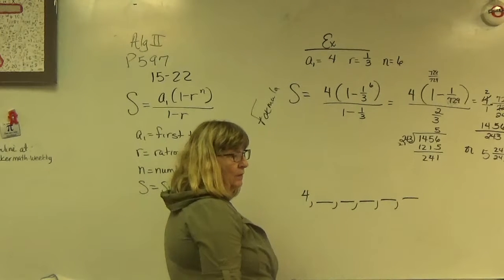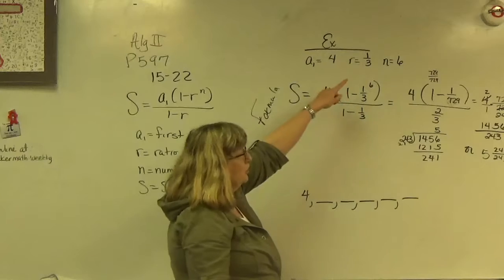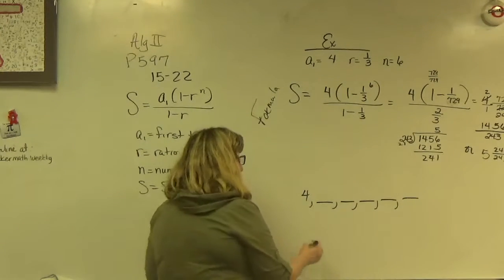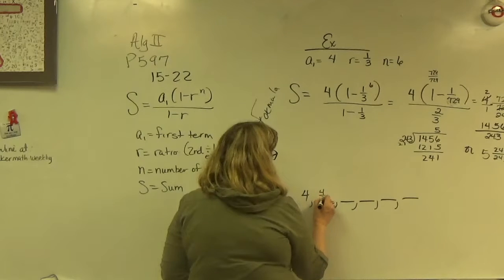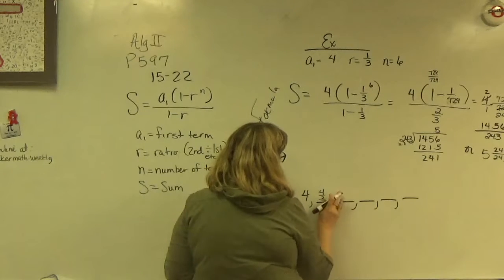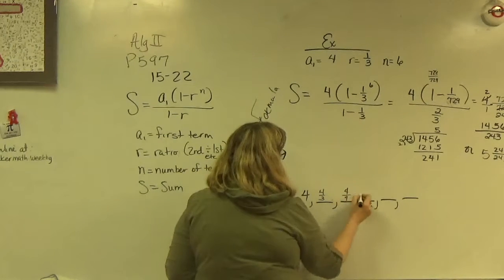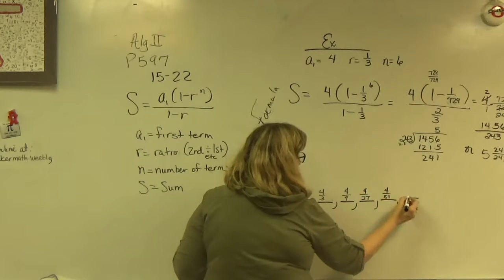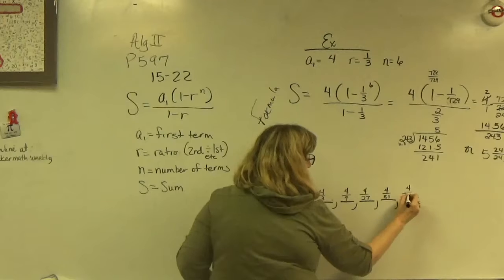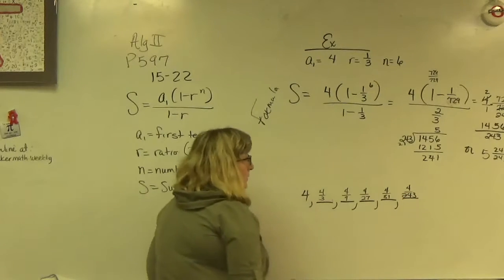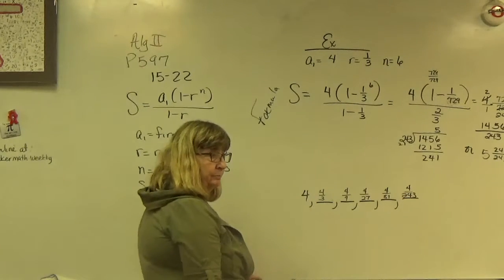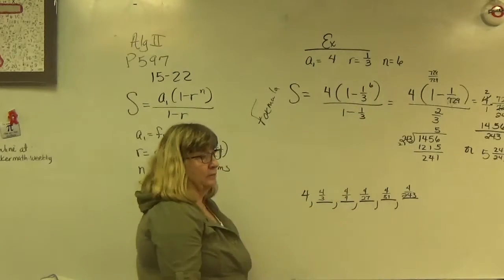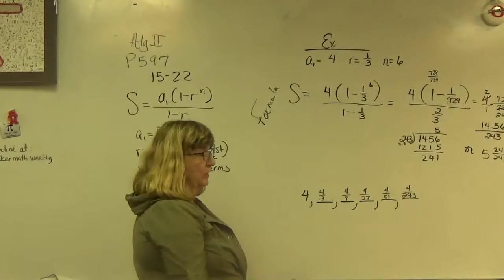Times by 1/3. Multiply by my ratio, and my ratio is 1/3. So what's 4 times 1/3? 4/3. What's 4/3 times 1/3? 4/9. Then 4/27, 4/81, and 4/243. They're very agreeable there. I just multiplied every term by 1/3 to get what came next. This is the common sense way if you want to use it.